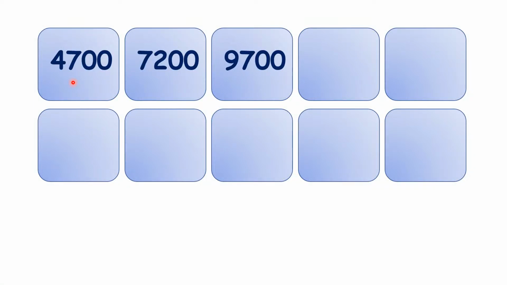Let's practice counting up in steps of 2,500. So we have 4,700, 7,200, 9,700. So what is 9,700 plus 2,500?